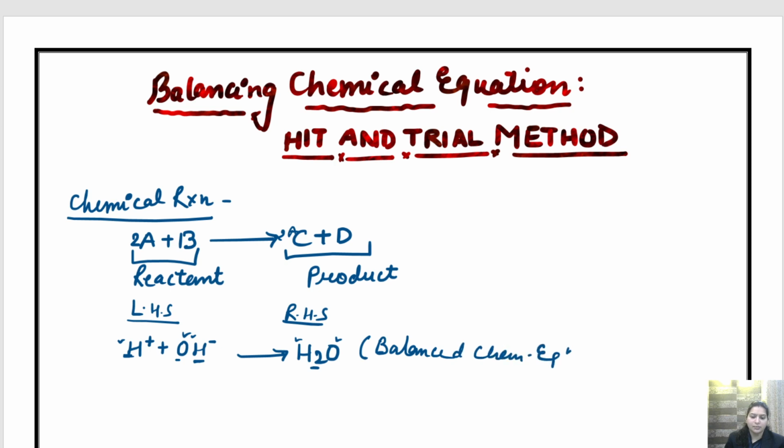So it is a balanced chemical equation because in LHS and RHS the number of atoms of each element is the same. Getting it? But all the time this cannot be done. So in order to balance it, we have a certain set of rules. Okay? And what does that rule say?